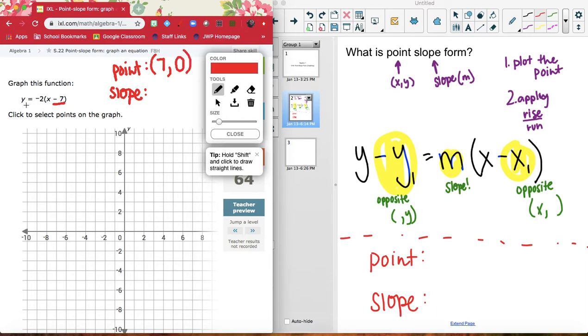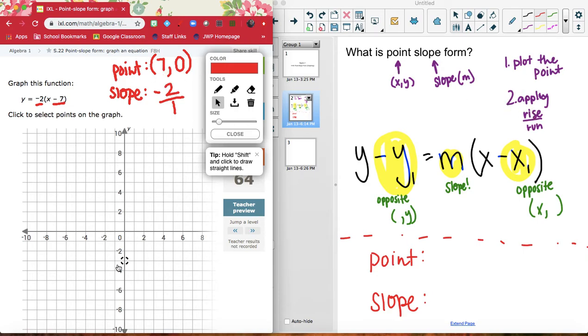So if there isn't anything with the y, or if there was nothing with the x, that number is going to be 0. Okay, tuck that away in your brain to remember. The slope is what's being multiplied, so it's negative 2. I want that as a fraction, so I know if there is no denominator, that denominator is 1. Now I'm going to 1, plot the point, and then 2, apply the rise over the run.